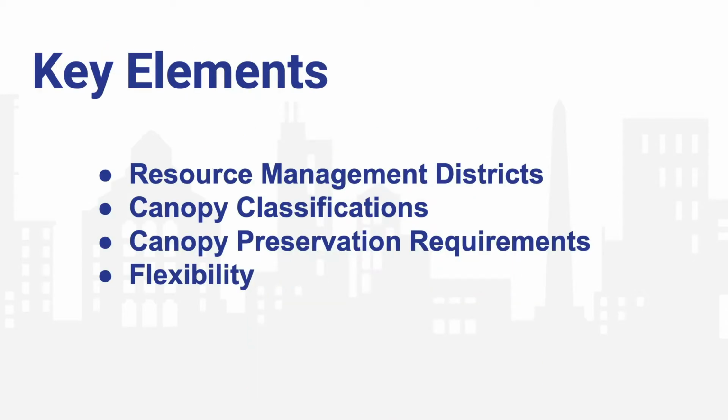Now that we know what this applies to, I'd like to take you through the key elements of how this ordinance works and is administered. There are 4 key things to know. We're going to be working with resource management districts, canopy classifications, canopy preservation requirements, and we've built a great deal of flexibility into this ordinance to enable people to comply easily.